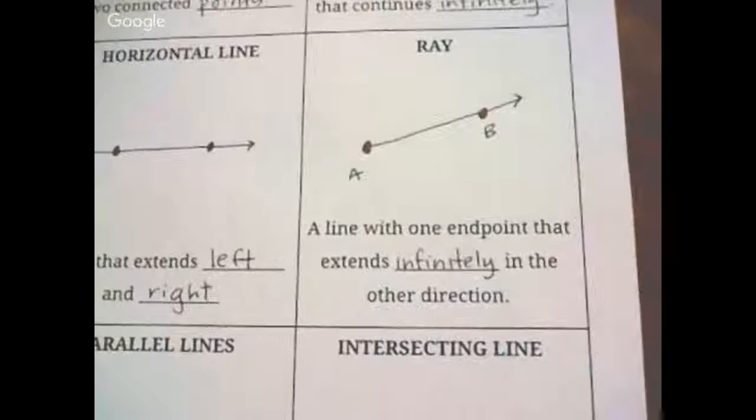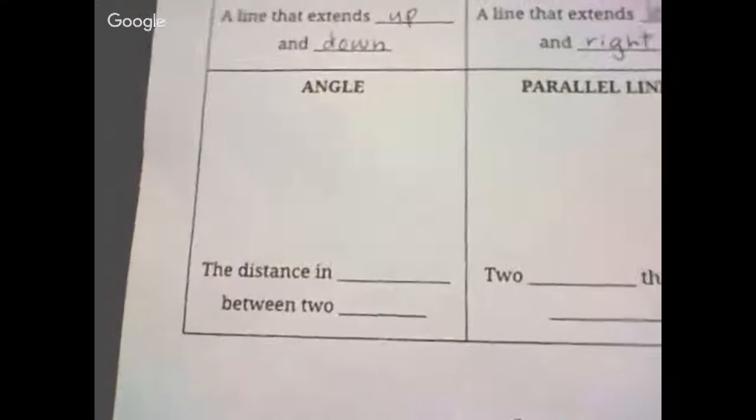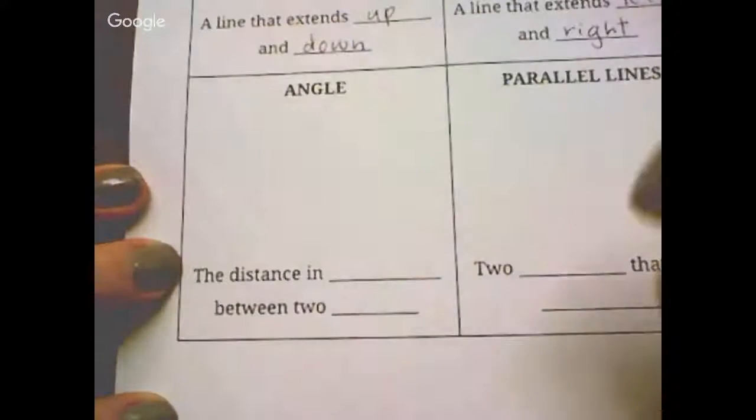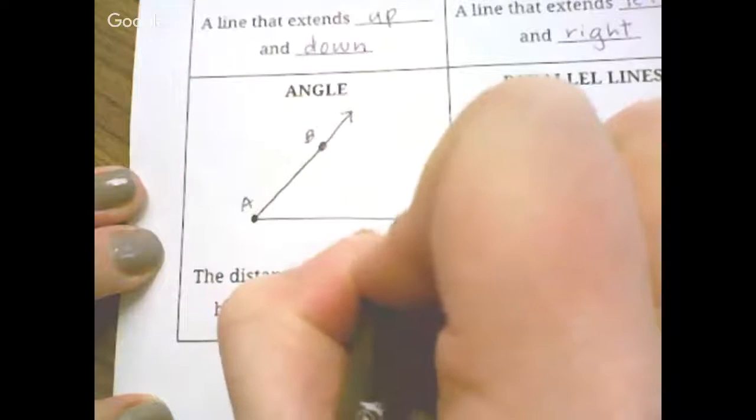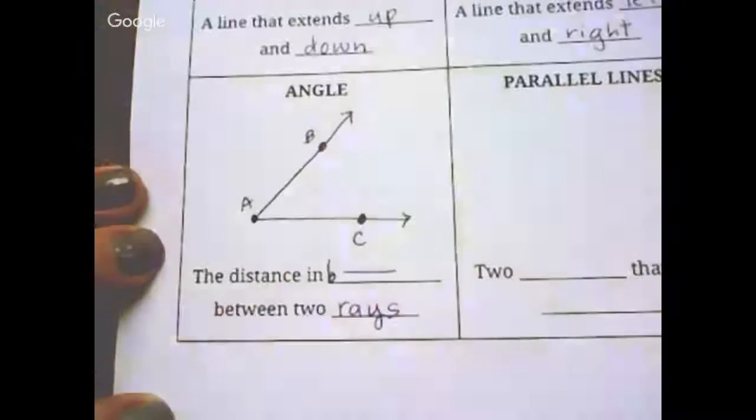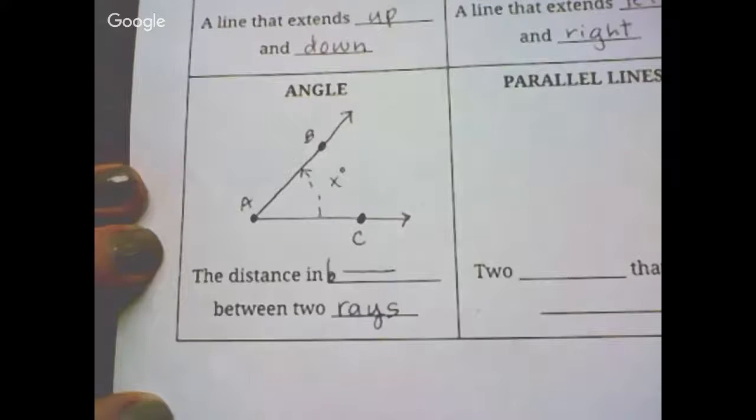Now, if I take 2 rays and connect them, this is the distance in between 2 rays. So let's say I have a ray going this way. This is A, B, and then I have another ray with a common endpoint. Say this is C. My angle is my distance between. This we usually denote with the degree sign. That's my angle.